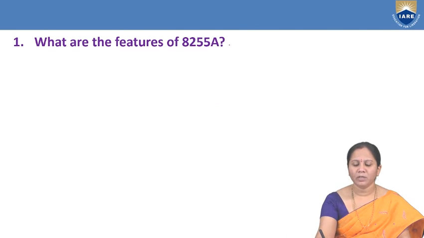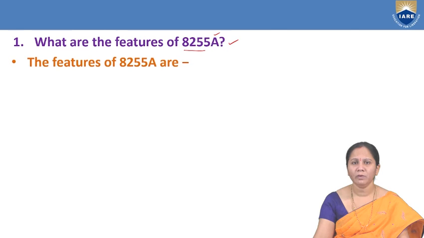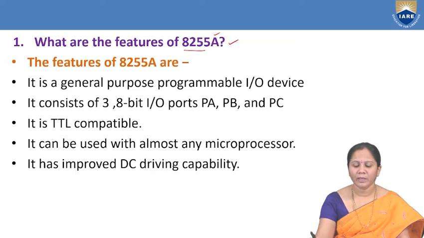Now, what are the features of 8255A? 8255 stands for PPI, Programmable Peripheral Interface, and here A stands for the version of the PPI. So what are the features of 8255A? The main feature of this 8255A is that it is a general purpose programmable I/O device.